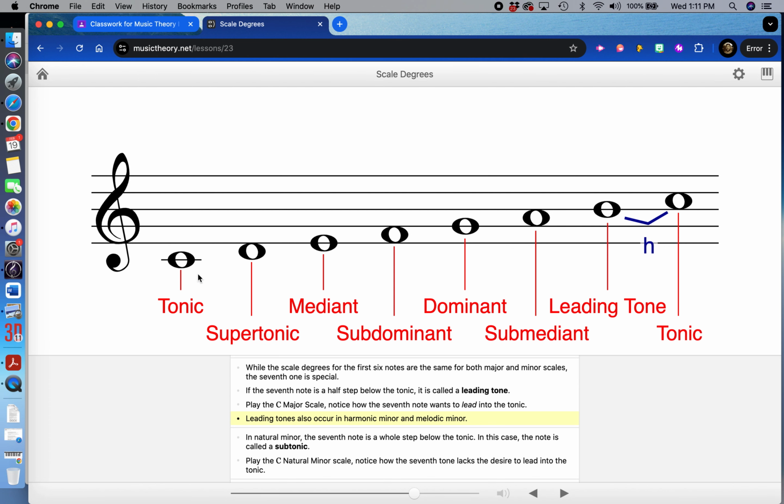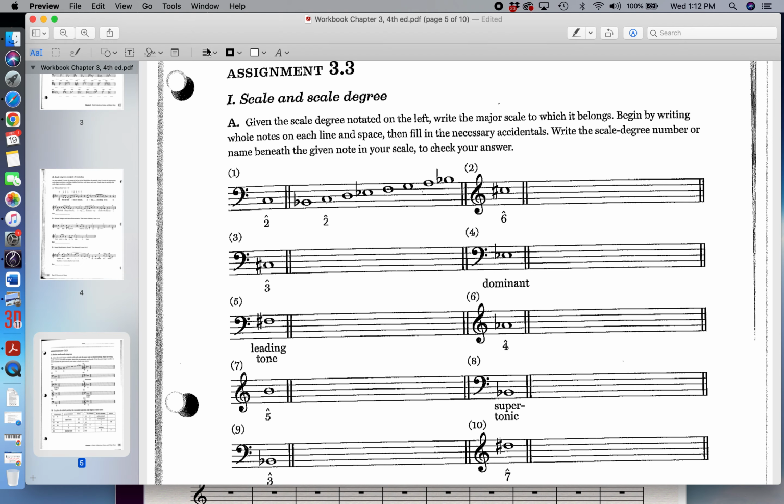Okay. Then the second scale degree is supertonic. Then the third is mediant. Fourth is subdominant. Fifth is dominant, which is very important. 6 is submediant. The 7th is leading tone, and it leads us to the tonic. All right. So you're just going to have to memorize those. How do we do this? So there's a process, and we'll go through number 2 together.